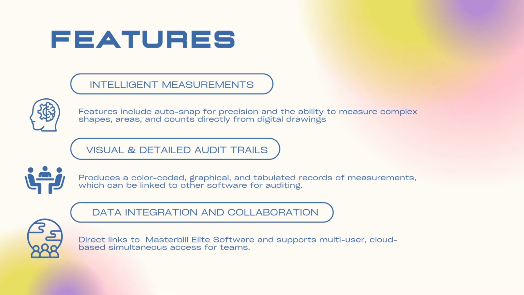On this slide, we will talk about the features of QSCAT. Firstly is the intelligent measurements. The features include auto snap for precision and the ability to measure complex shapes, areas, and counts directly from digital drawings. Secondly is visual and detailed audit trails. It can produce color-coded graphical and tabulated records of measurements which can be linked to other software for auditing. Lastly is data integration and collaboration. It directly links to Masterbuild Elite software and supports multi-user, cloud-based simultaneous access for teams.